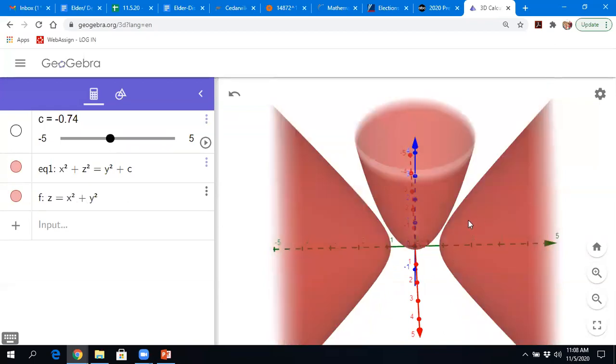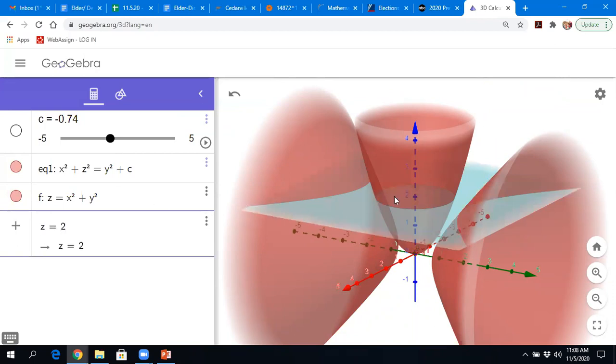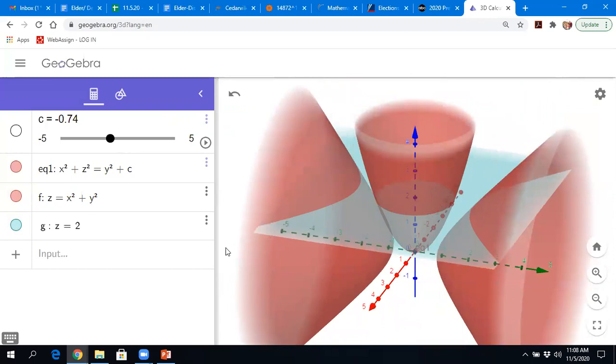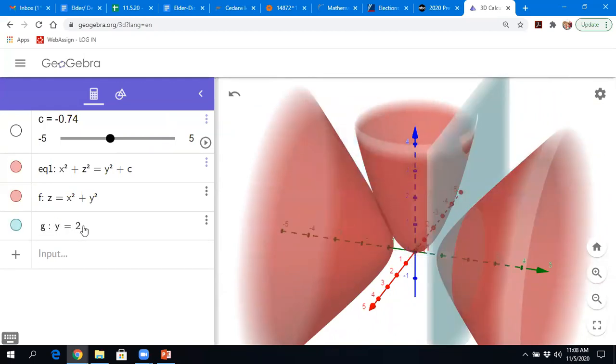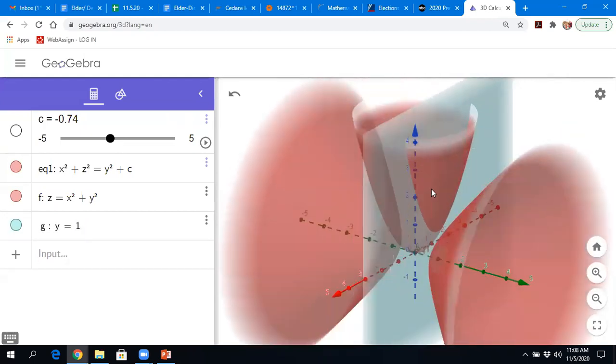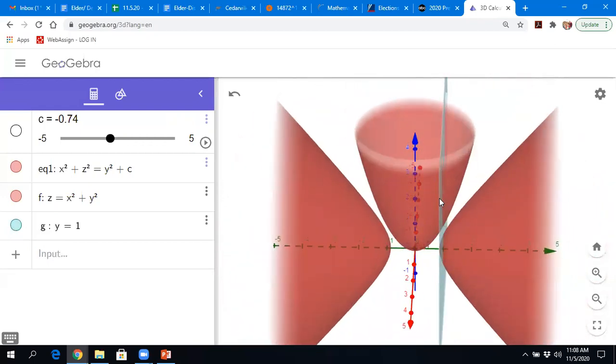And you can kind of see why. If I slice horizontally, say through z equal to 2, you can see that I'm getting ellipses, basically circles in this case. But on the other hand, if I slice vertically, maybe y equal to 1, just so it's easier to see, then as you can see, you get parabolas, which is kind of neat. And you get different things if you're slicing through those other quadric surfaces.